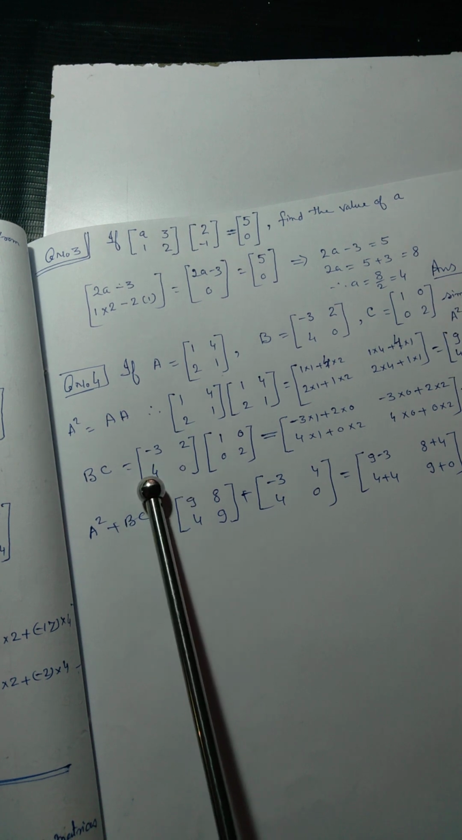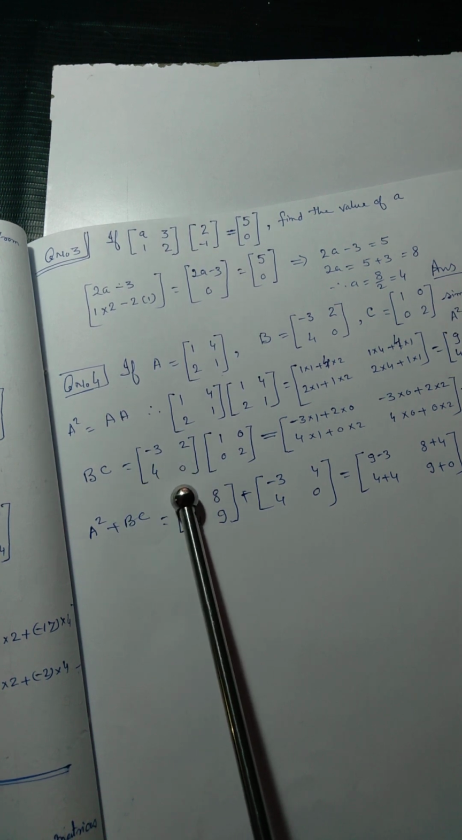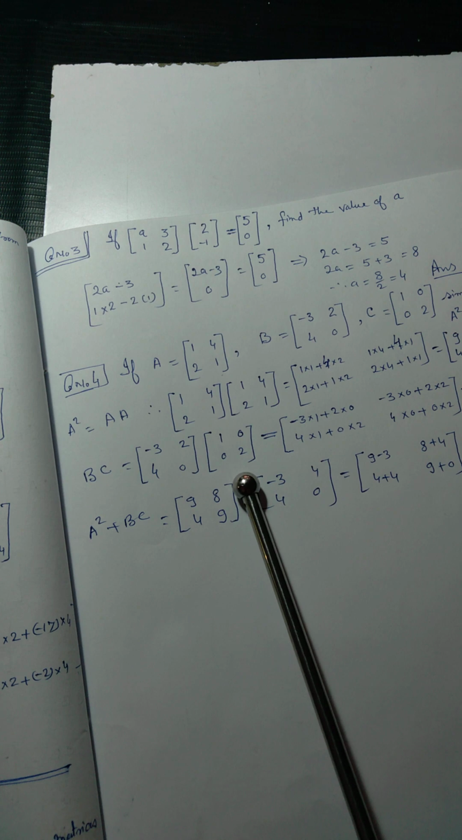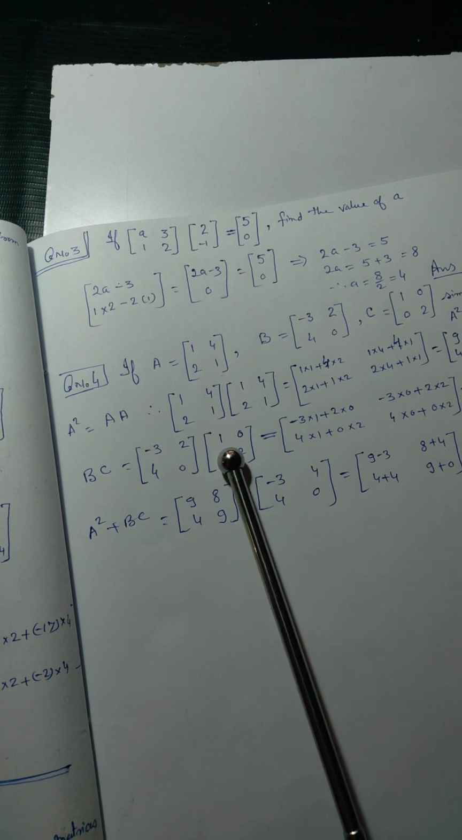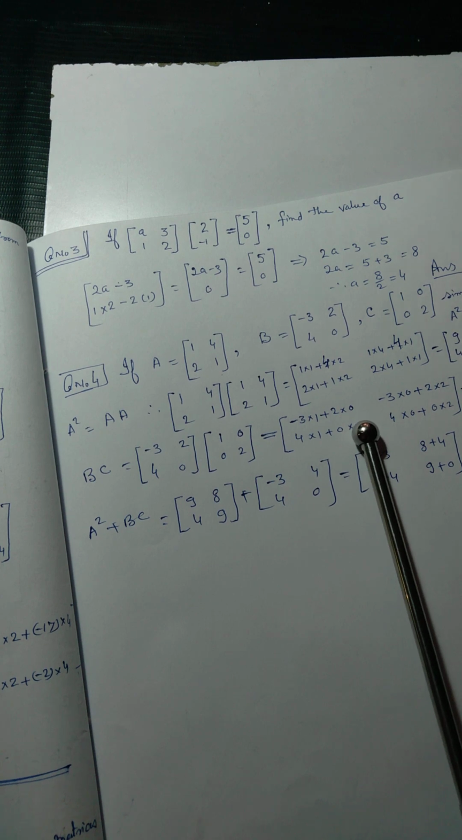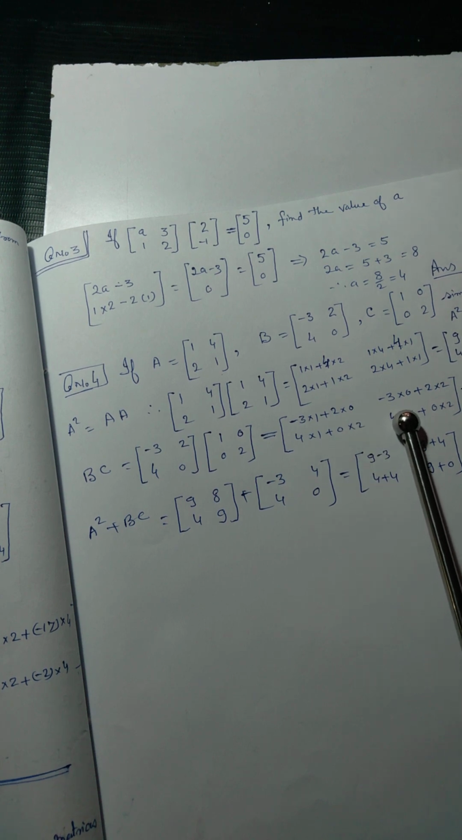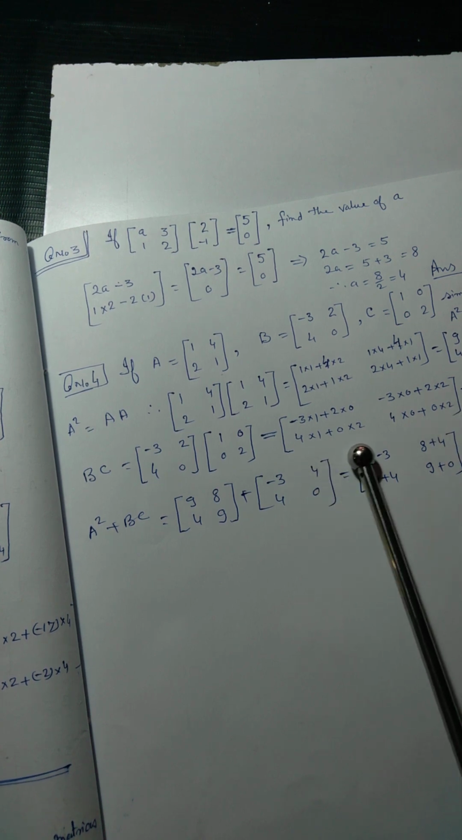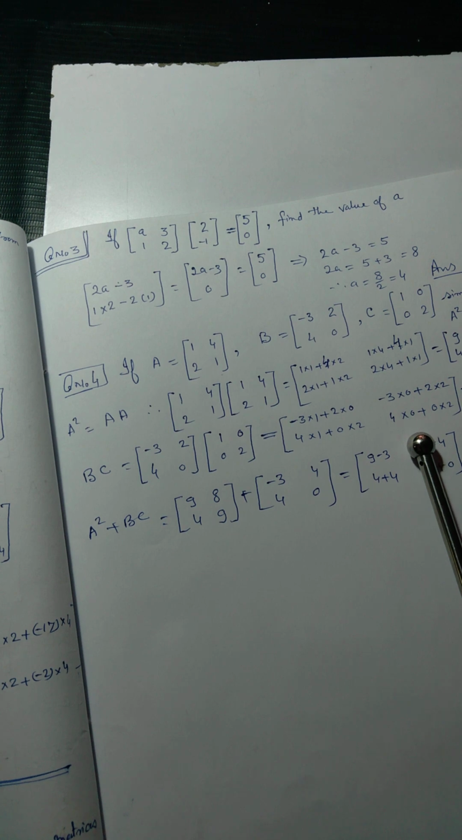BC, that is minus 3, 2, 4, 0. So this minus 3 will be multiplied to 1. See, minus 3 into 1 plus 2 into 0. Again minus 3 will be multiplied to 0 plus 2 into 2. 4 into 1 plus 0 into 2. 4 into 0 plus 0 into 2. Ultimately we will get minus 3, 4, 4, 0.